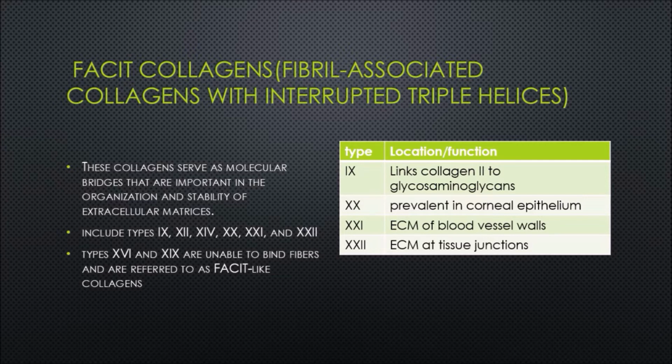So type 9 links collagen 2 to glycosaminoglycans. Type 20 is prevalent in corneal epithelium. Type 21 is found in the extracellular matrix of blood vessel walls. And type 22 is found in the extracellular matrix at tissue junctions. In addition to that, types 16 and 19 are unable to bind fibers and are referred to as FACIT-like collagens.